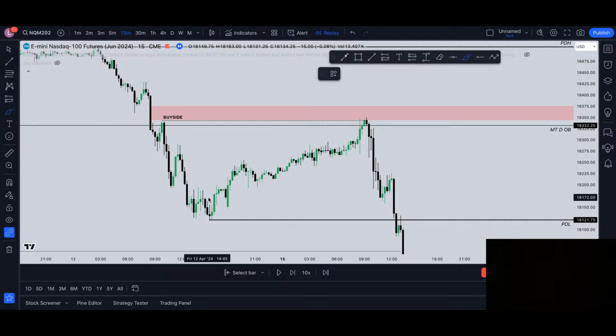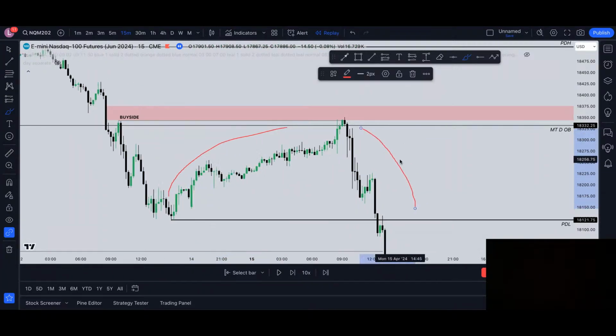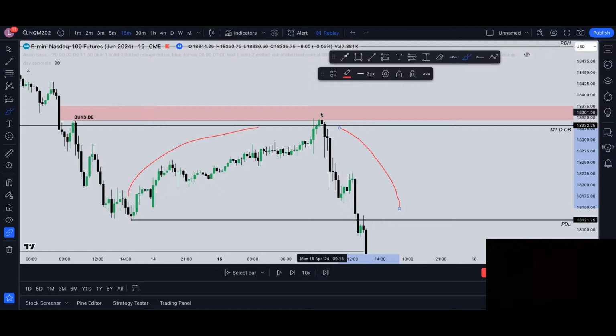Unlocking the market maker models will unlock the market for you. That's a saying used by ICT. So this was the buy side of the curve, this was the sell side of the curve, and this smart money reversal. So this whole thing was market maker sell model.